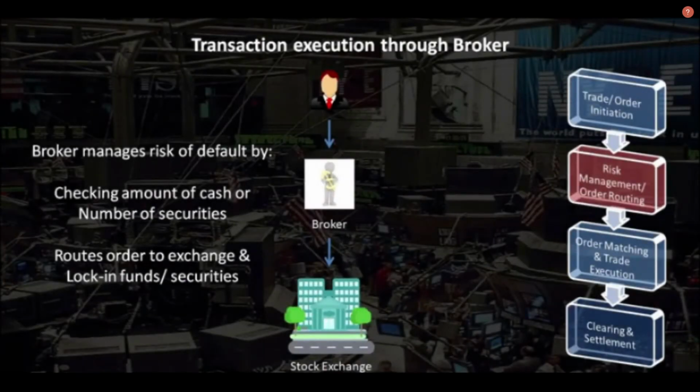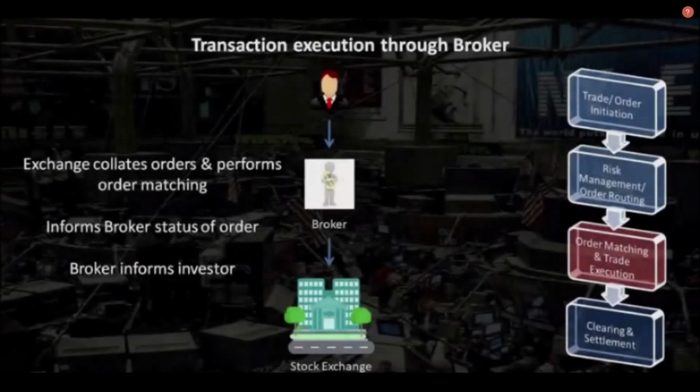The next step in the process is risk management and order routing. The broker is responsible to ensure that the client does not default on his trade. So if you are buying a stock, the broker will check if you have the required amount of cash in your account. If you are selling a stock, the broker will check if you have the required number of securities in your account. Once he verifies that you have the cash or the securities, he will pass on your trade to the exchange. At the same time, he will lock in the funds and securities in your account so that you do not make the same trade again using the same funds or securities.